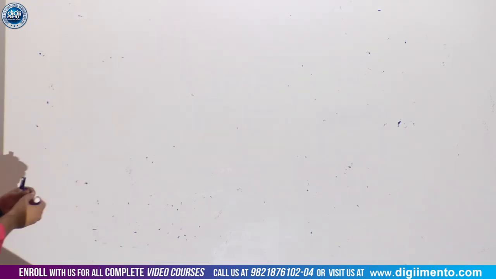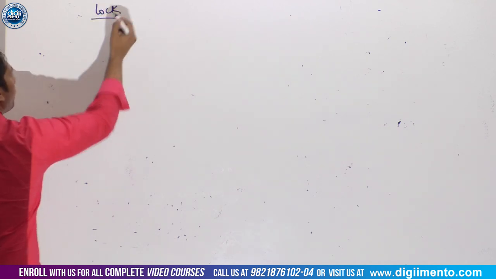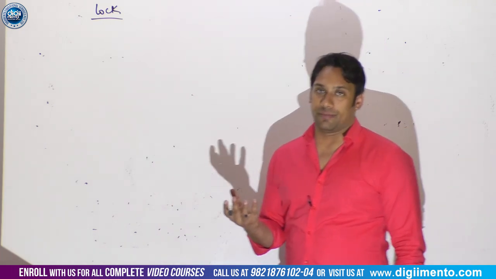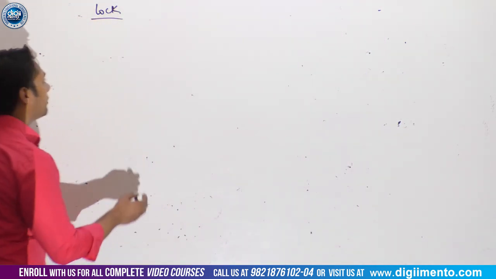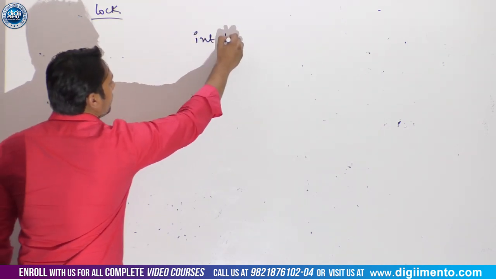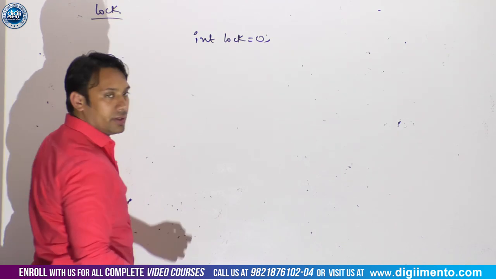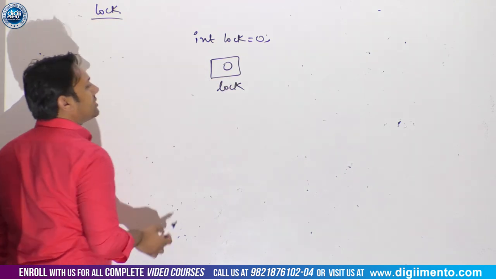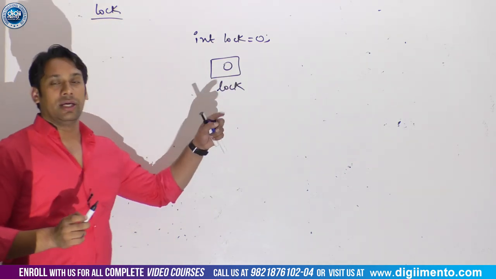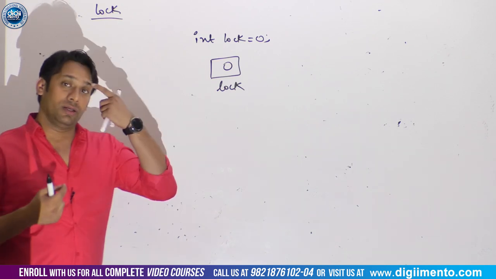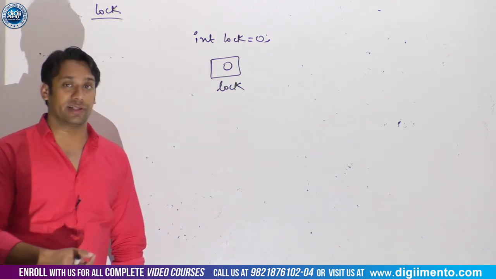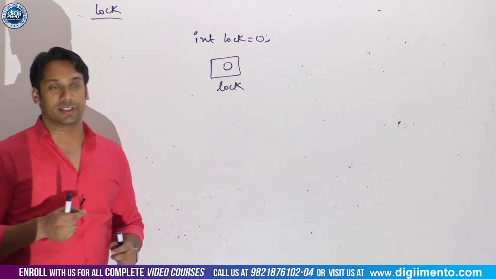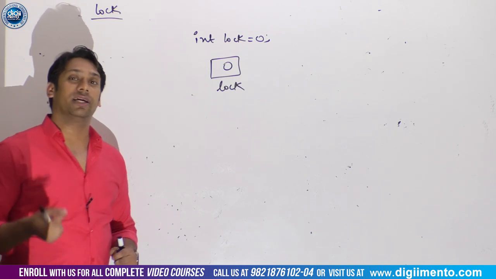So what is a lock variable solution? Let me explain first. What is a lock variable? Basically, lock variable means we are going to take a variable. For example, we can have a variable, integer lock equal to zero. This is a variable which is storing the lock, and the value here is zero. That means if lock is zero, there is no process inside the critical section, no process is trying to access the critical section. But if this value is one, that means there is a process already inside the critical section.